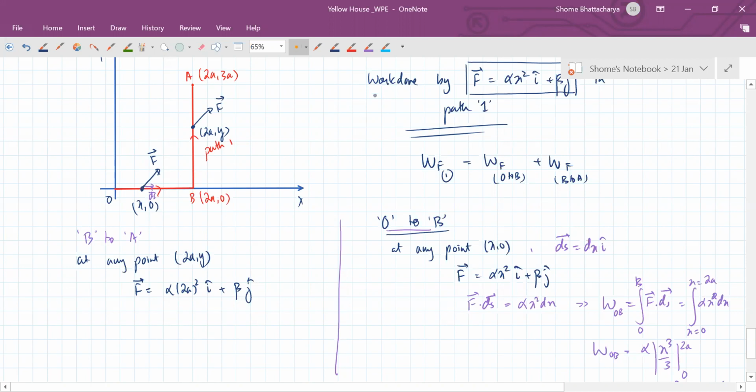But now the differential displacement is along which axis? It's along the y-axis. So this is dy j cap. So now you can see the dot product of these two is becoming just beta dy.